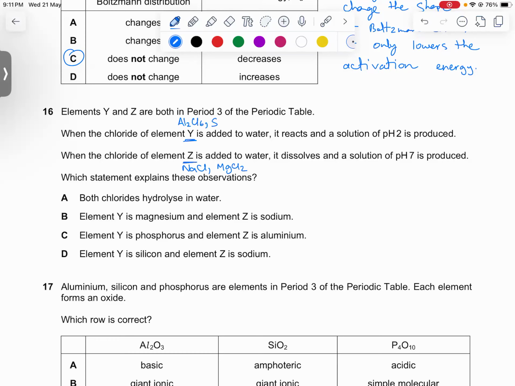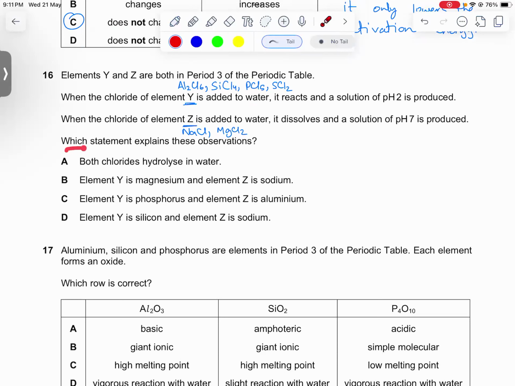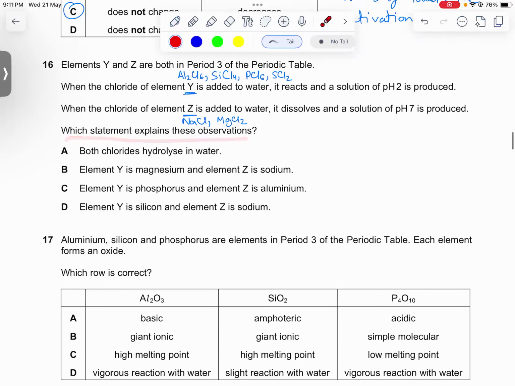It could be silicon chloride, SiCl4. It could be PCl5. It could be SCl2. Any of those. All right. So let's look at them. Which statement explains these observations? Both chlorides hydrolyze in water. That is not true. They do not. NaCl, MgCl2 does not hydrolyze. It dissolves. It does not hydrolyze in water. It dissolves in water.